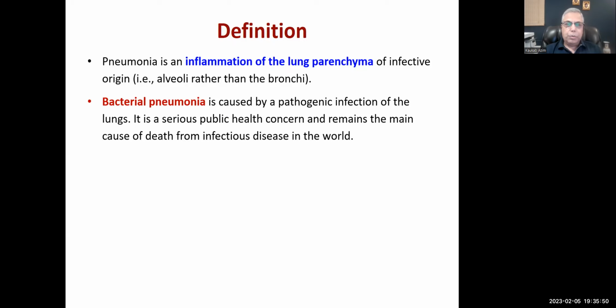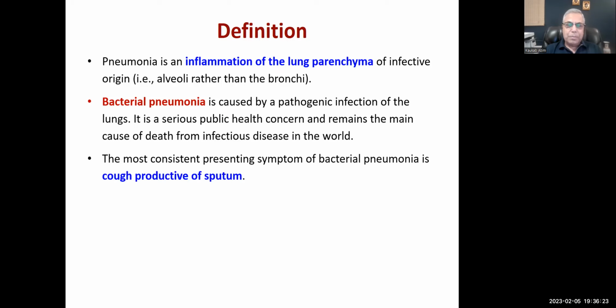So bacterial pneumonia is caused by a pathogenic infection of the lungs. It is a serious public health concern and remains the main cause of death from infectious disease in the world, particularly in old people. Very old people, 75, 80, or above 80 years of age, their immunity is down. In the winters, they get viral infections, and viral infections predispose them to the risk of developing bacterial infections in the lungs.